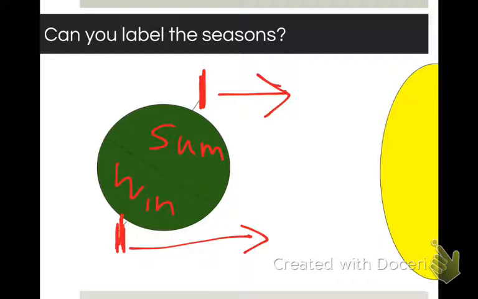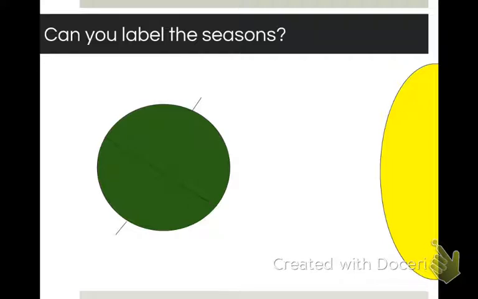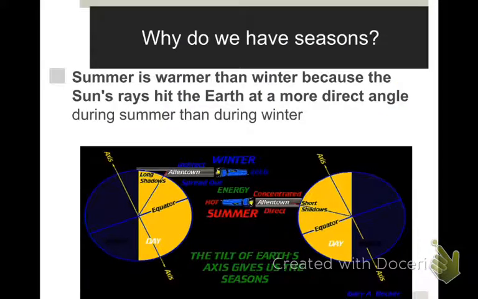Please make sure you understand this. Let me know, let a friend know, but let somebody know if you are still lost. Okay, so moving along. Why does this tilt matter? Well, summer is warmer than winter because the sun rays hit the earth at a more direct angle.